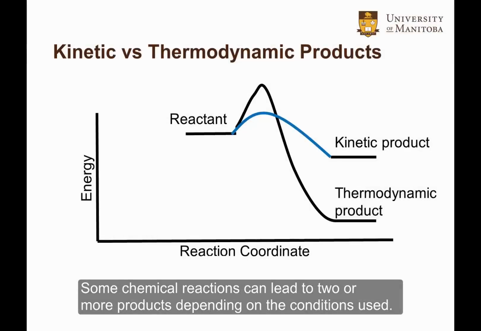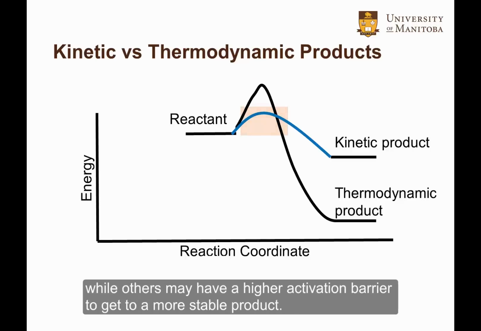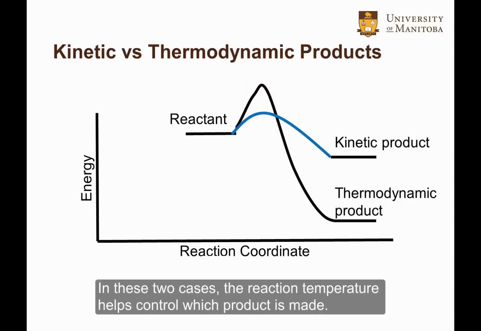Some chemical reactions can lead to two or more products, depending on the conditions used. As a simplified diagram, with some reactions there might be a low activation barrier to get to a product, while others may have a higher activation barrier to get to a more stable product. In these two cases, the reaction temperature helps control which product is made.